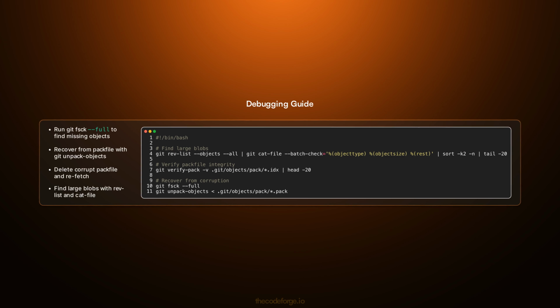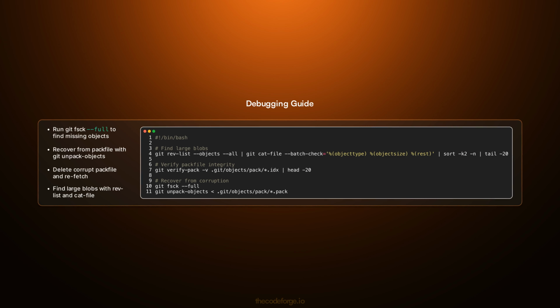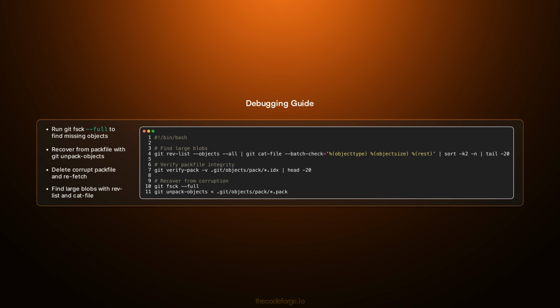Here's a debugging guide for common Git object issues. Run git fsck --full to identify corrupt or missing objects. If a loose object is corrupt, try recovering from a packfile with git unpack-objects. If a packfile is corrupt, delete it and refetch. Use rev-list and cat-file to find large blobs that bloat the repo.